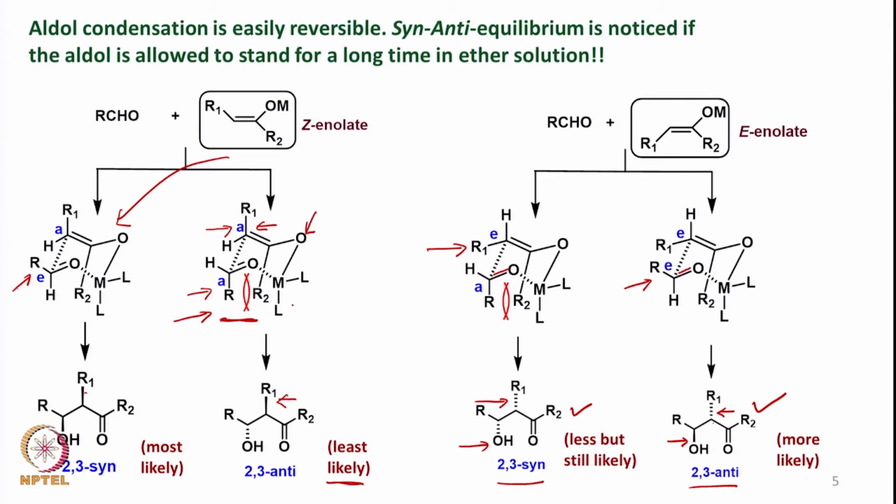Therefore, in this Z enolate case, when there are two possibilities, clearly the 2,3 syn product is most likely, and therefore the selectivity turns out to be high. In the case of the E enolate, because the R1 groups are equatorially oriented, both the possibilities to some extent, one large one less, are there, and therefore selectivity becomes somewhat less. Now the CC bond formation via boron and silicon enolates has been very much used in Aldol chemistry, and we will look at some of these things in a little bit more detail.